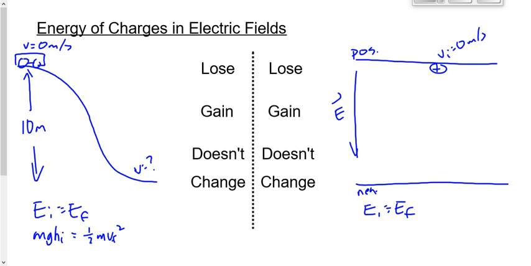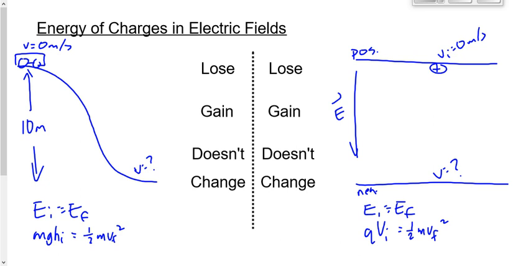Now, instead of saying mgh for the initial energy, I'm going to say Q times V for the potential energy, equals, well, what kind of energy does this charged particle have when it reaches the other plate? Kinetic energy. It's moving, right? So it's going to be equal to 1/2 mv squared.